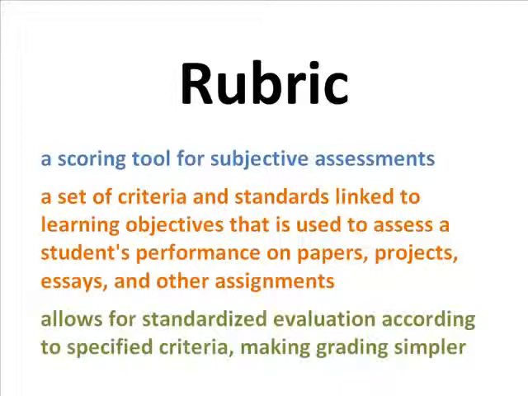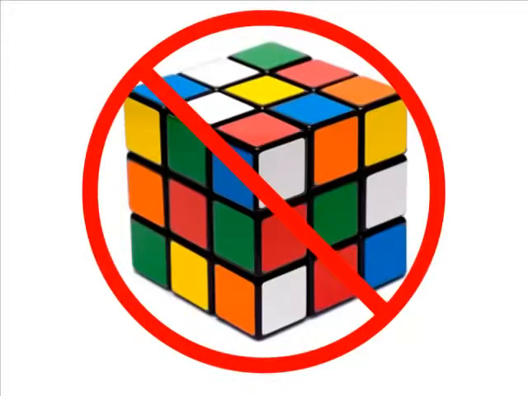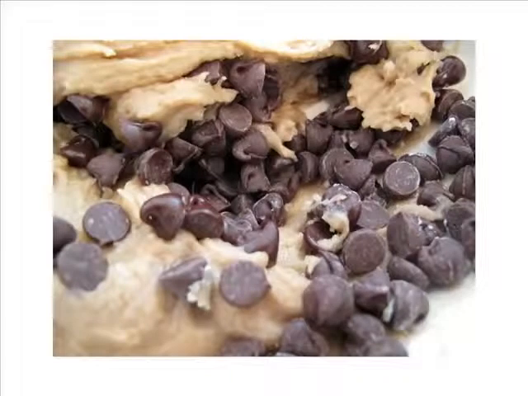You'll see some other definitions here, such as a set of criteria linked to learning objectives. A rubric does allow for standardized evaluation, and that means that if a whole bunch of us grade things using the same rubric, we should be fairly close to the same results. So a rubric is not a Rubik's Cube, just to let you know. They are different. So let's try this out.